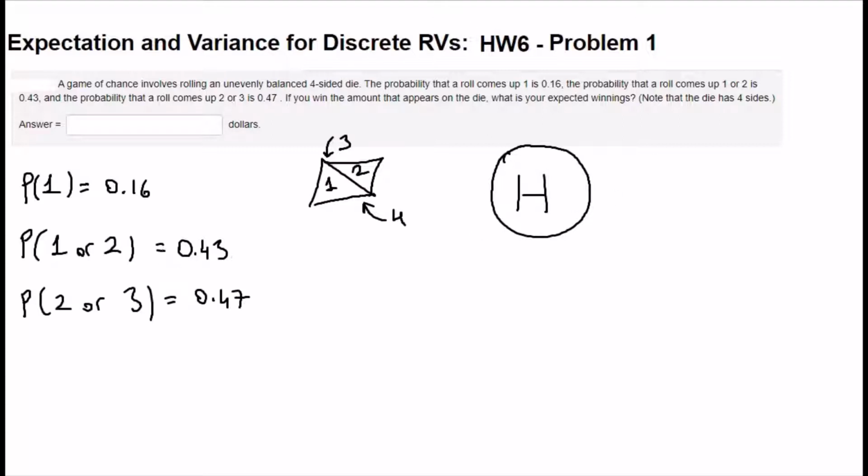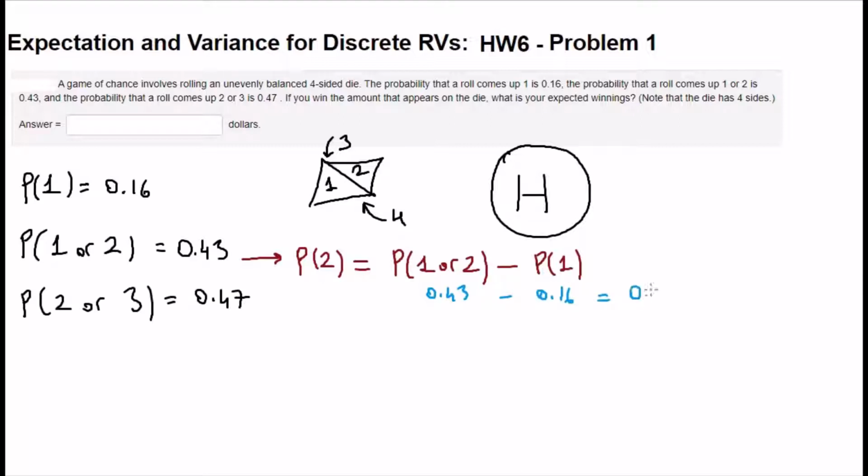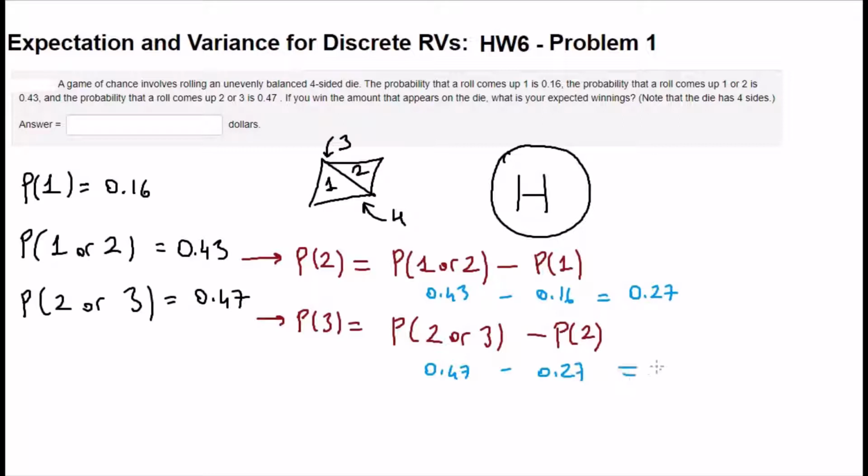So knowing that this is mutually exclusive, probability of 2 is equal to probability of 1 or 2 minus probability of 1. And here, if we plug in numbers, 0.43 minus 0.16 will give us 0.27. Similarly, probability of 3 is equal to probability of 2 or 3 minus probability of 2. And if we plug in the numbers, 0.47 minus 0.27 will give us 0.20.